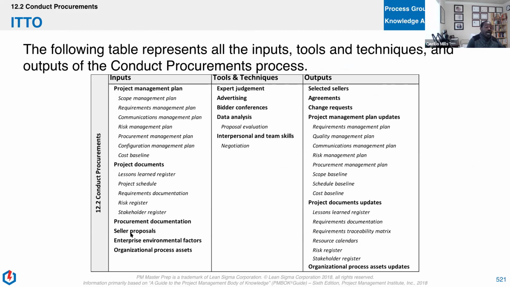This is a brand new document that you would only see in execution because you've got to get these from the people who want to do work for you. EFs and OPAs. We'll take those into account when we're buying because we still have to consider things like taxes and exchange rates, and whether we are buying online or across state lines, etc. Tools and techniques: we're going to talk about bidder conferences, proposal evaluation techniques, and then the outputs. We'll select the seller and then we'll award a contract. We may request change. We may update our approach. We see that in the plan updates. We may update our documents.